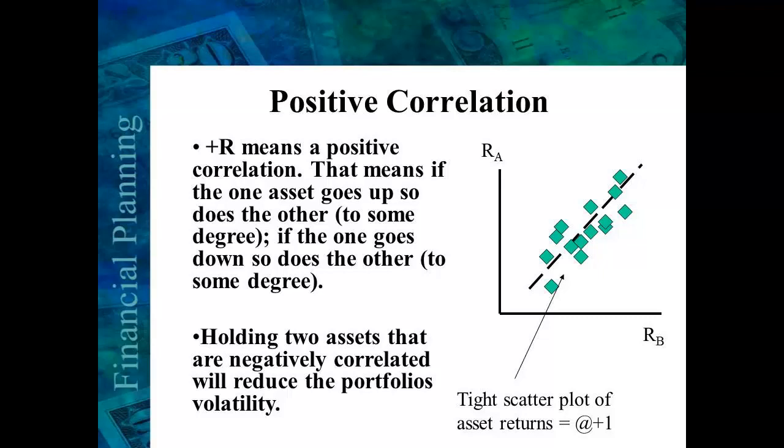If the regression line of the plots reveals a positive slope, yet the plots are clustered above and below the line, then the correlation coefficient is somewhere between 0 and +1. The closer to +1 the coefficient, the closer the relationship is between the two assets. It is important to note that holding two assets that are positively correlated can still reduce the portfolio's volatility as long as they aren't perfectly correlated.